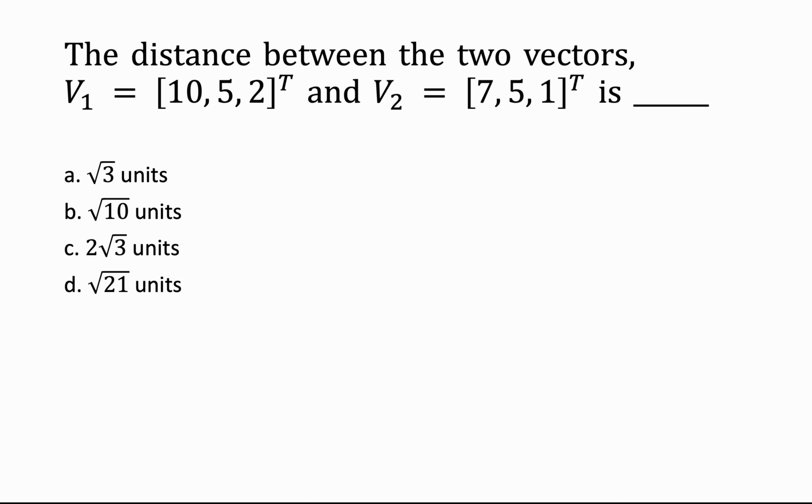The first problem is: the distance between the two vectors v1 and v2 is. Here the components of v1 are given. So these 10, 5, 2 are the components of the v1 vector, and 7, 5, 1 are the components for the vector v2.